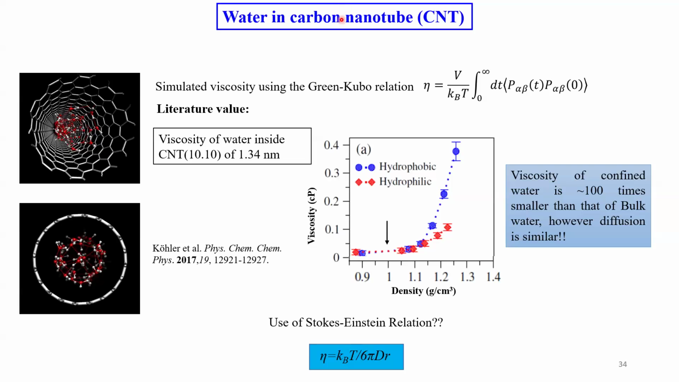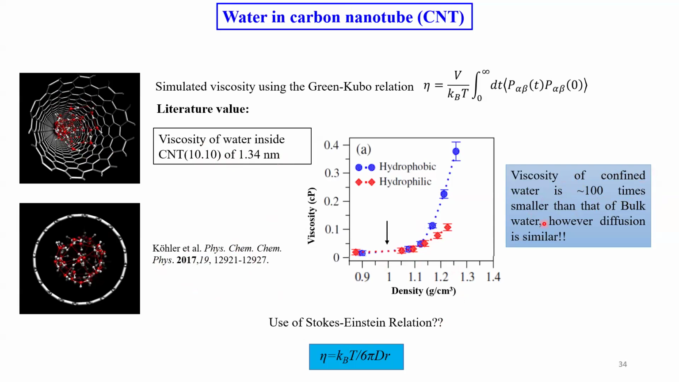You see, this is a nanotube, water inside a nanotube. And the 1010 carbon nanotube is very narrow, 1.34 nanometers. Previously, there was a simulation study by this group, and they have shown that viscosity of confined water is 100 times smaller than that of bulk water, which is extremely surprising. Although diffusion is similar. So what is the reason behind it? Diffusion is similar, but viscosity is 100 times smaller. Is it the case, or some other problems?